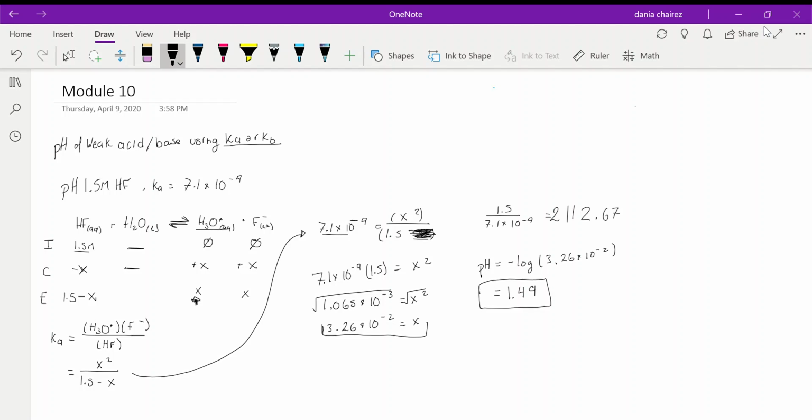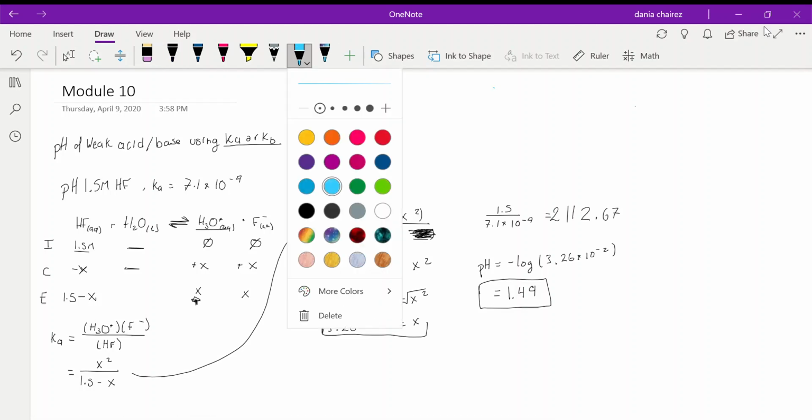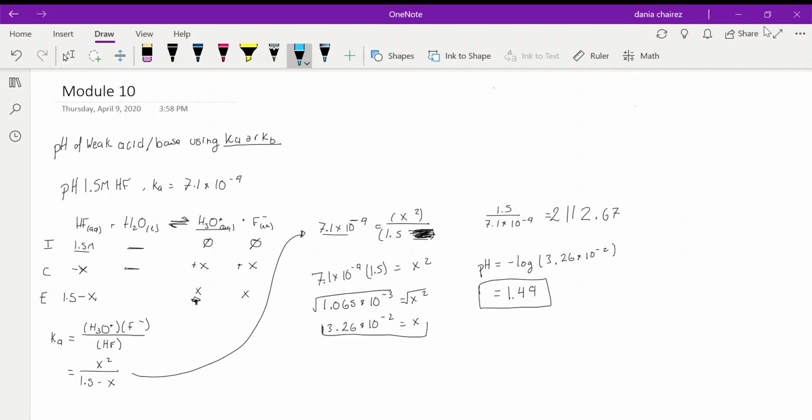But yeah, like I said, when it comes to disregarding the X, I'm going to make a note over here for you guys. Disregard X on denominator.